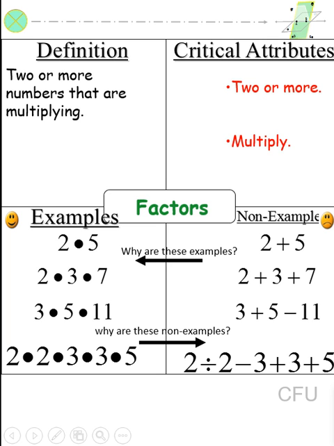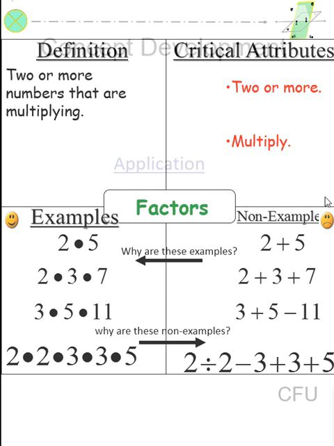All right. Let's see if we got this. So once again, factors are 2 or more numbers that are multiplying. Do I have here 2 or more numbers? Yes. Here, yes. Here, yes. And here, yes. All these are factors. These are not, and we said because they don't have multiplication. So that's why the critical attribute is 2 or more, and they are multiplying. Carlos, if they're multiplying and you have a division, is it still a factor? Only the ones that are multiplying are factors.